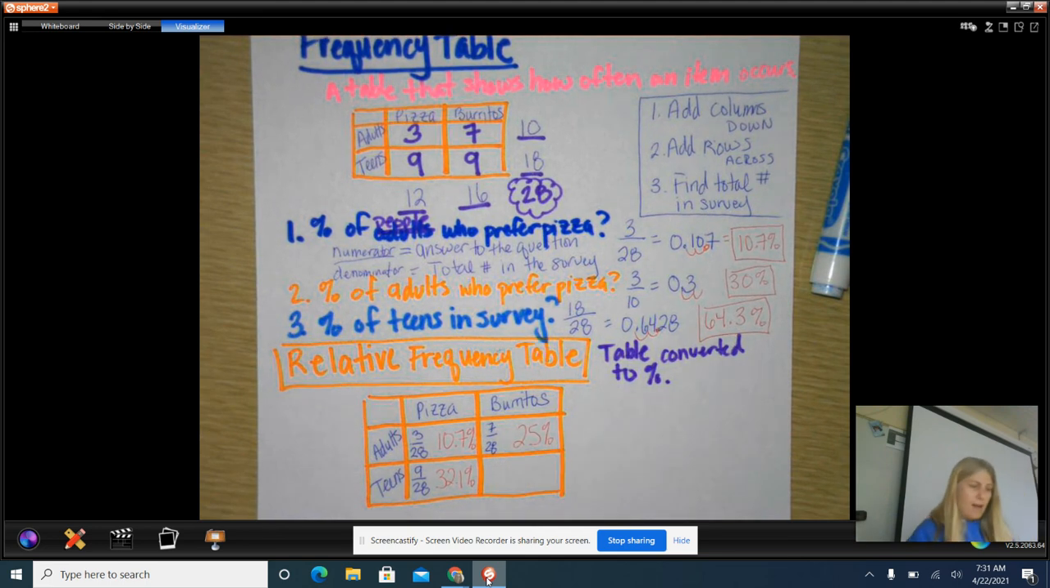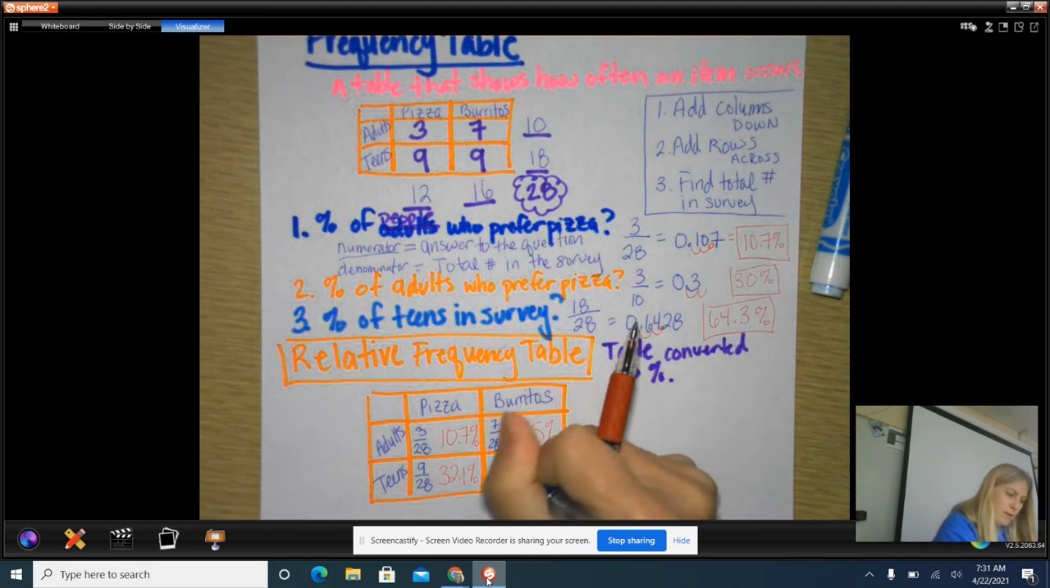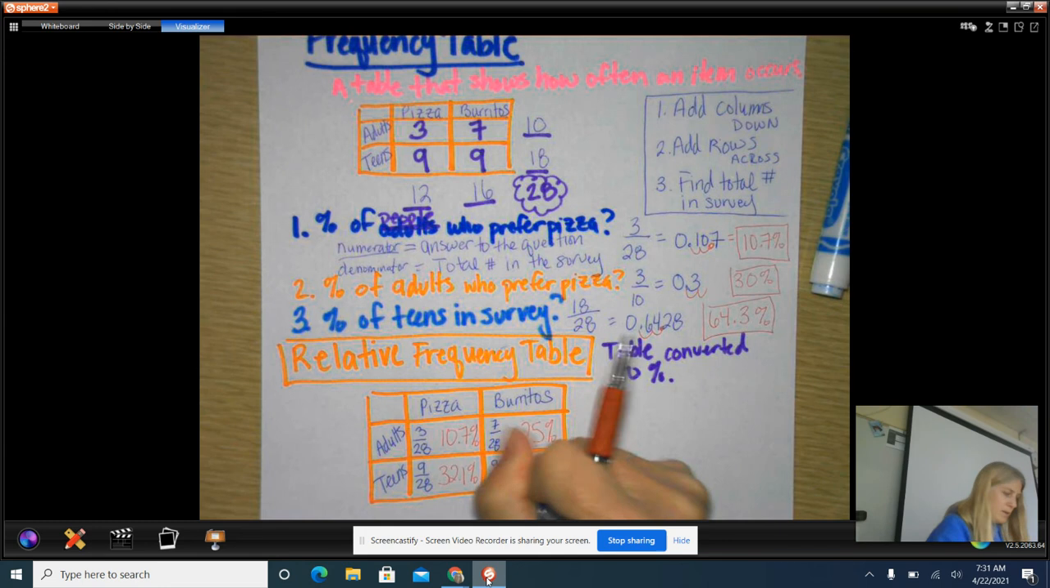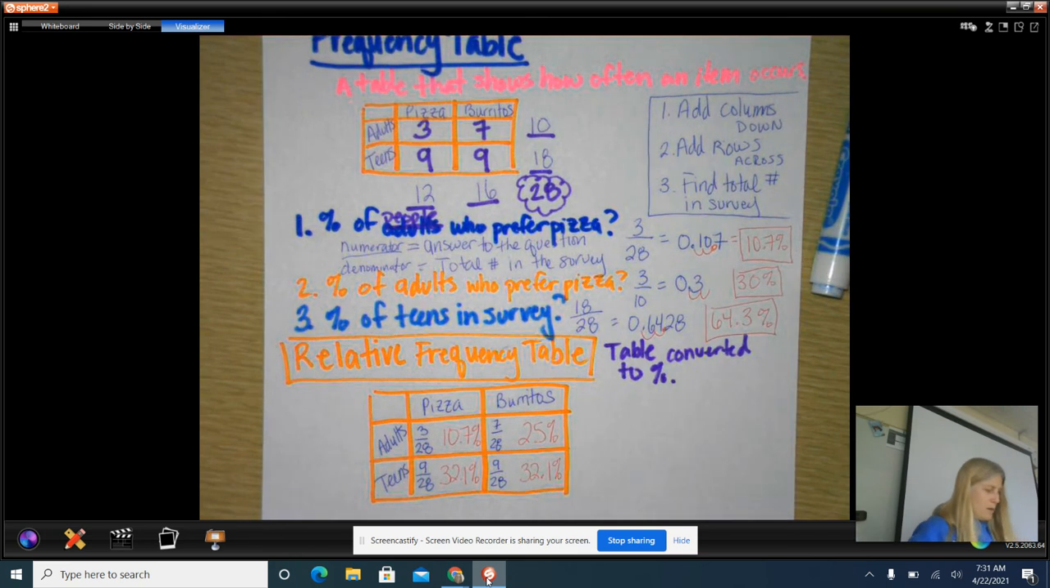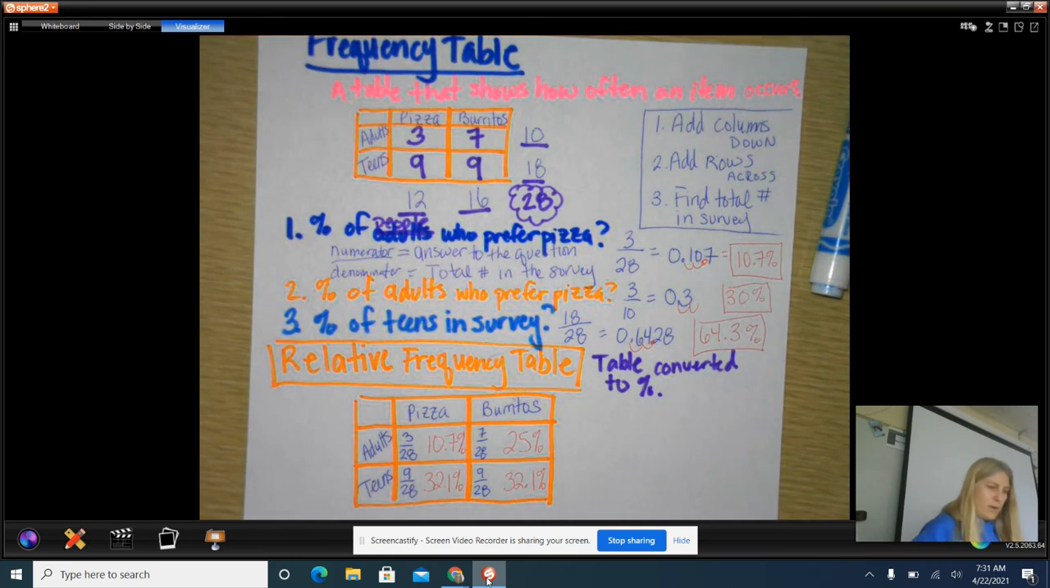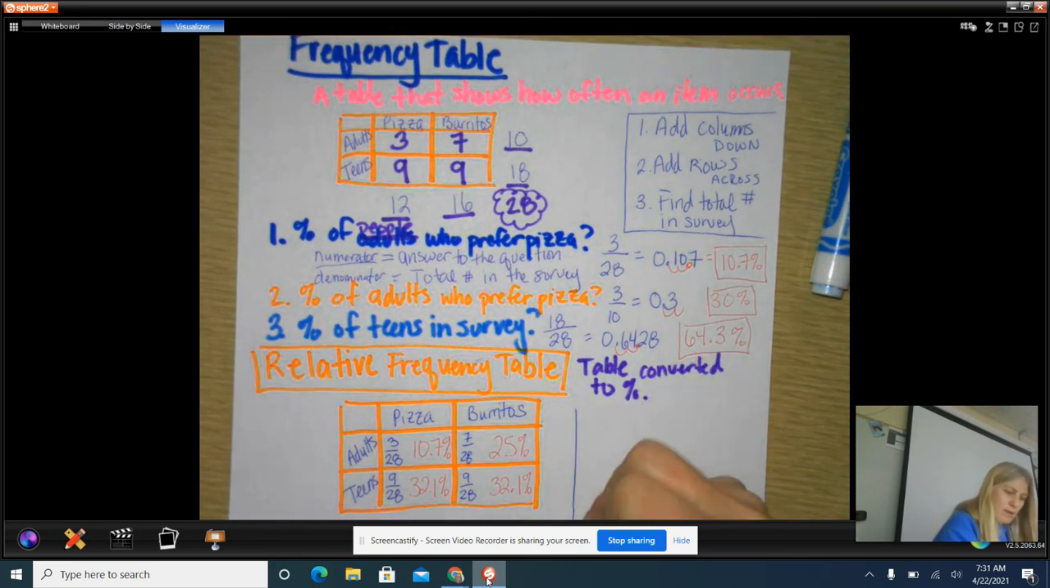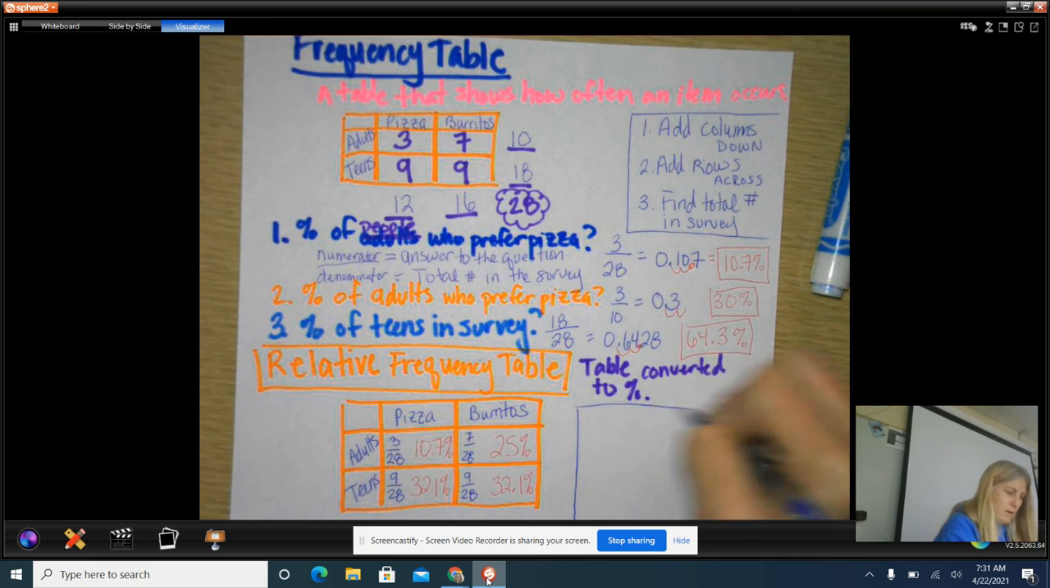And we also have teens that prefer burritos, 9 out of 28 people in the survey. And that is also going to be 32.1%. Okay, so let's go ahead and write down exactly what we did there to make that happen.